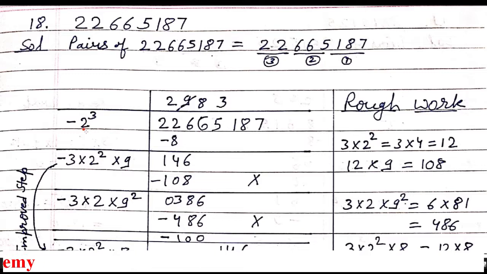So write here minus 2 cube, because we have to subtract here. And the first selected number is 2, so write here also 2. So minus 2 cube is 8. So 22 minus 8 is 14.